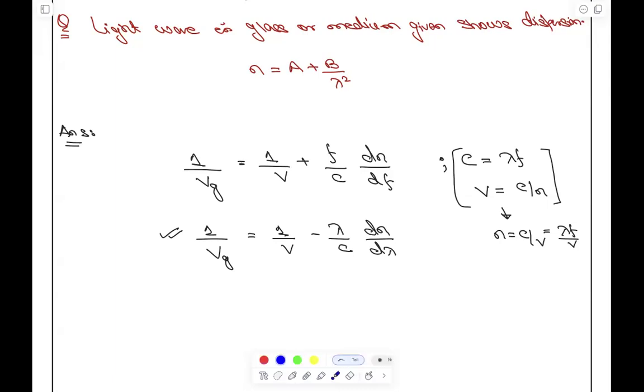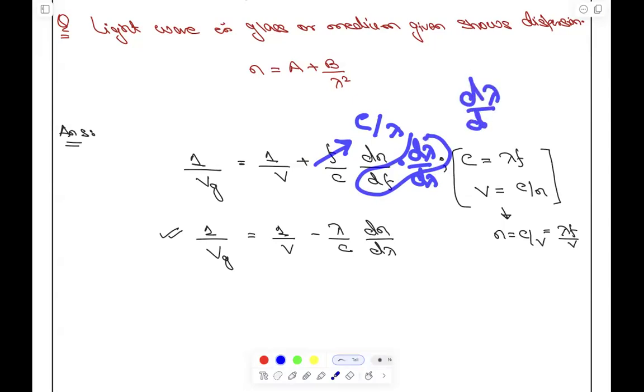कैसे करेंगे इसमें? जिन लोगों का नहीं हुआ वो बताओ। f क्या लिखोगे? What do you write f as? c by lambda, yes or no? एंड इसमें क्या करोगे, dn by df है तो d lambda, yes or no? So d lambda by df you have to put and find it and write it here. What is d lambda by df?